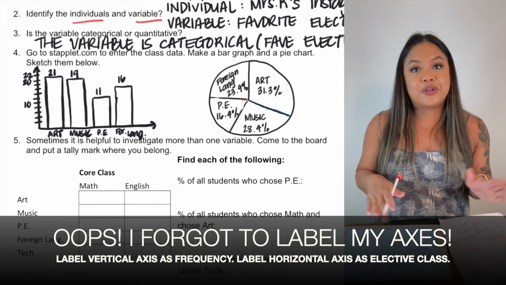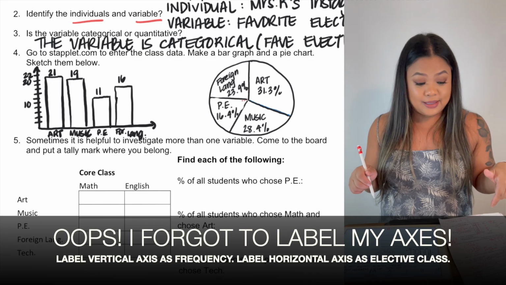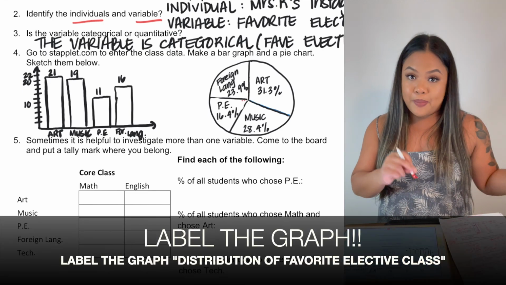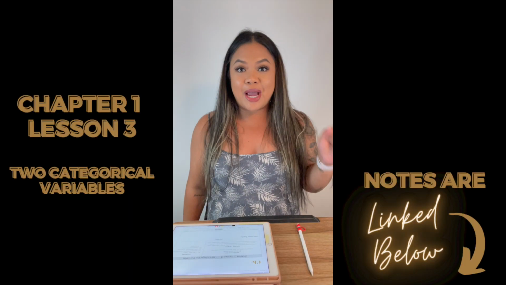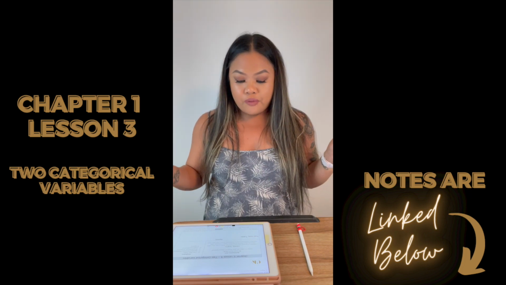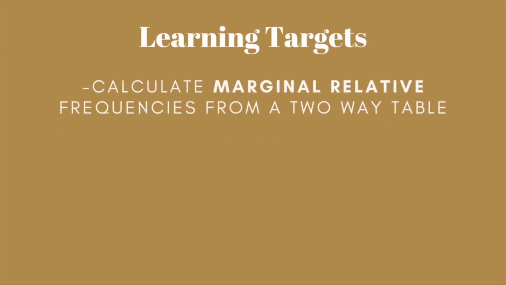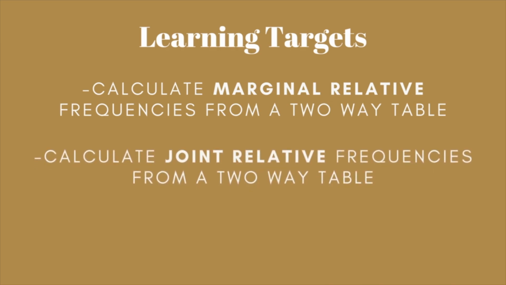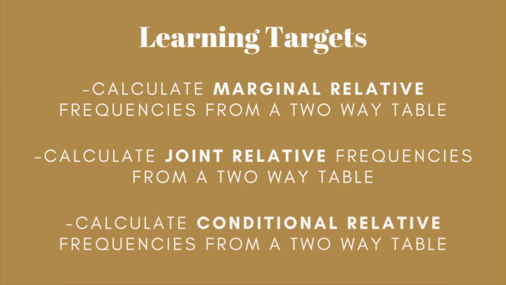I would just put this paper to the side because I'm going to assign the next part of it for this lesson's video. So let's go ahead and jump into our lesson notes. All right, here we go. Chapter 1, lesson 3 on 2 categorical variables. Let's go over our learning targets first. Learning targets: calculate marginal relative frequencies from a two-way table. Calculate joint relative frequencies from a two-way table. And calculate conditional relative frequencies from a two-way table.